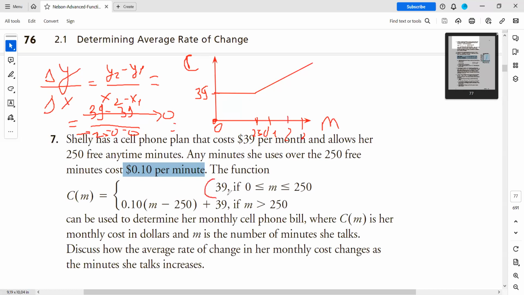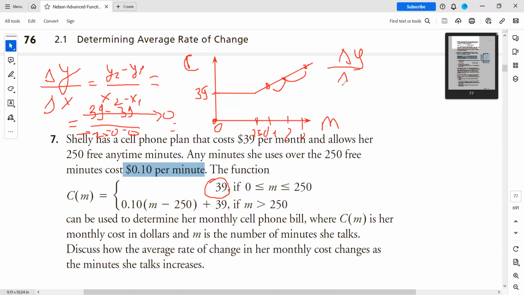And that's logical, because my function is constant on this interval. Meanwhile, in the second interval, I can see that now I have linear dependence. And if I do the same thing for the second part of my piecewise function, I'm going to see that my average rate of change is going to be constant anywhere on this interval. And let's go ahead and calculate it.